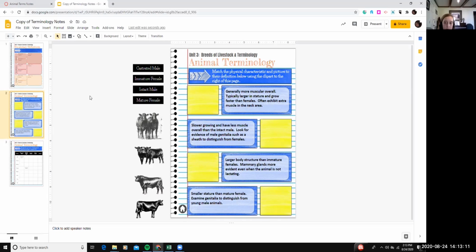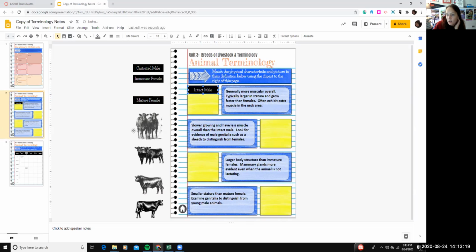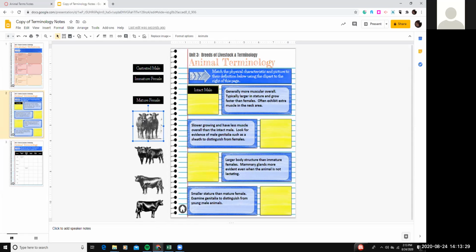Intact male? Intact male, yep. Also known as uncastrated if they are intact. All right, does anybody have any idea which of these pictures might be the intact male? The one with more muscle on the neck? Third one down? That's the third one.